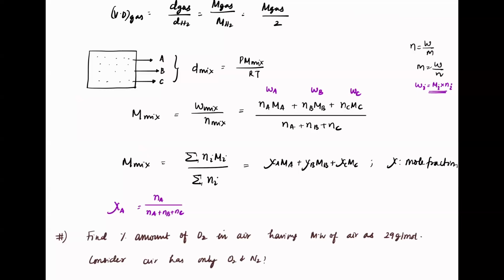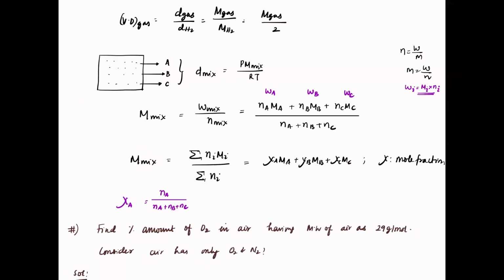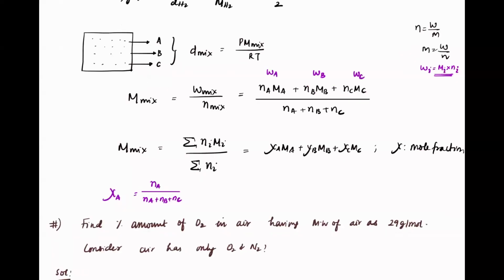Use that simple logic and calculate the next term here. Check out what is the percentage mass of oxygen in air having molar mass 29 gram per mole. That is the molar mass of air. Try it out.